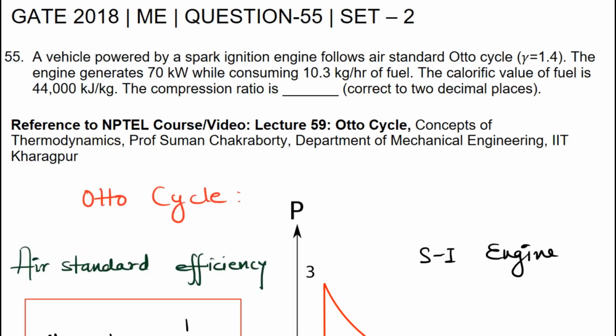Let's go back to the problem and fill in the blank. So the compression ratio is 7.61, corrected to 2 decimal places.